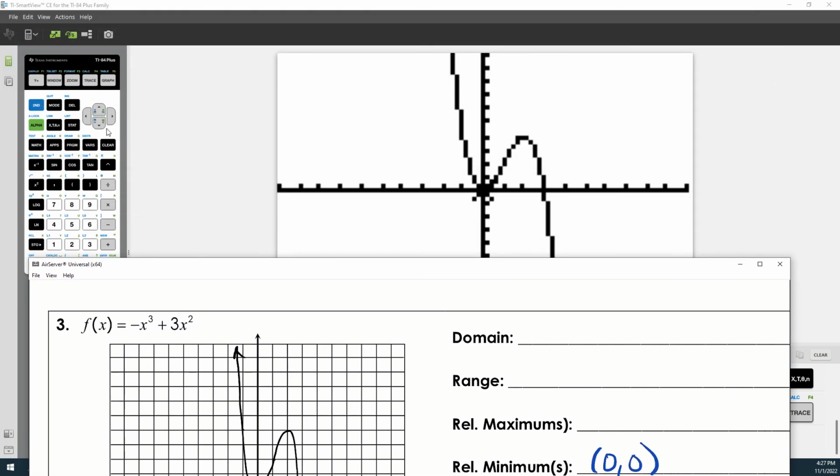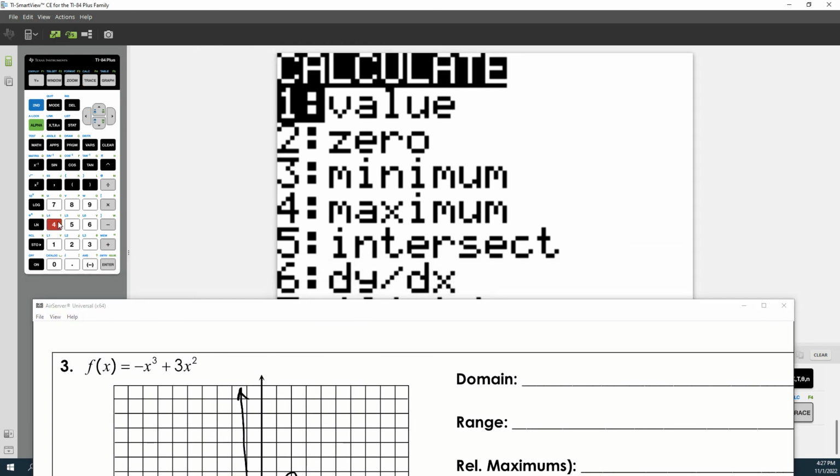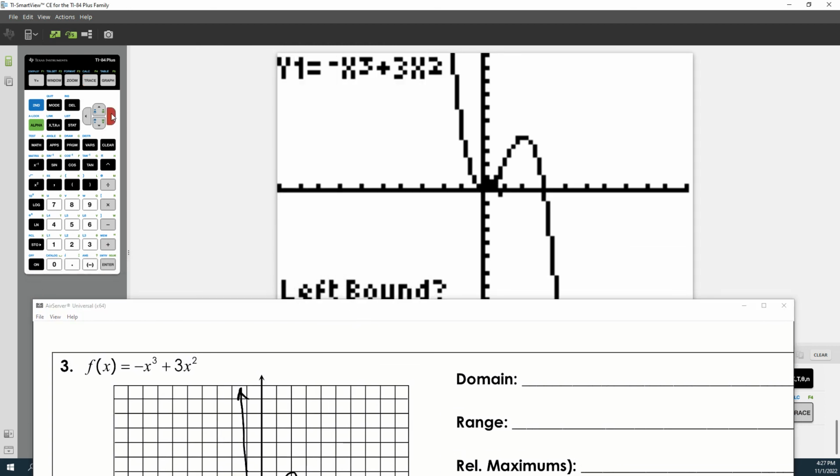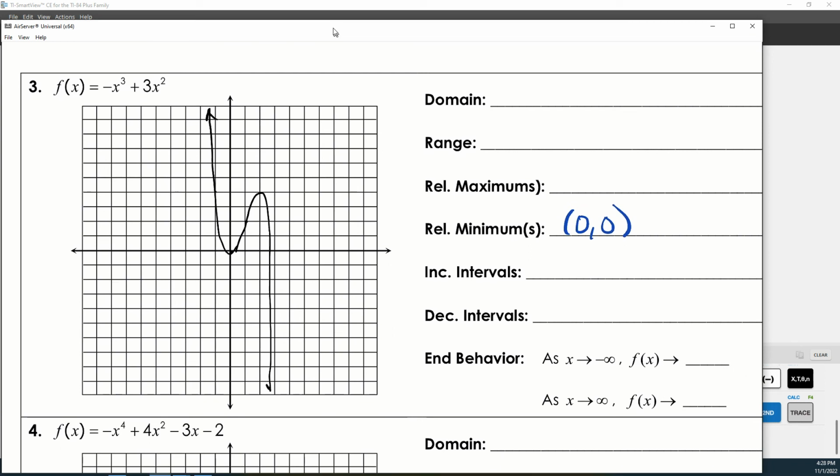All right, let's check out the maximum. So second trace, number 4. I'm going to move closer to it and hit enter. Move up and back down and hit enter on the right side of it, and then enter one more time. So when this says maximum, it is the maximum, so that's good. And this one comes out with a perfect number. So the maximum here is the point 0.24.